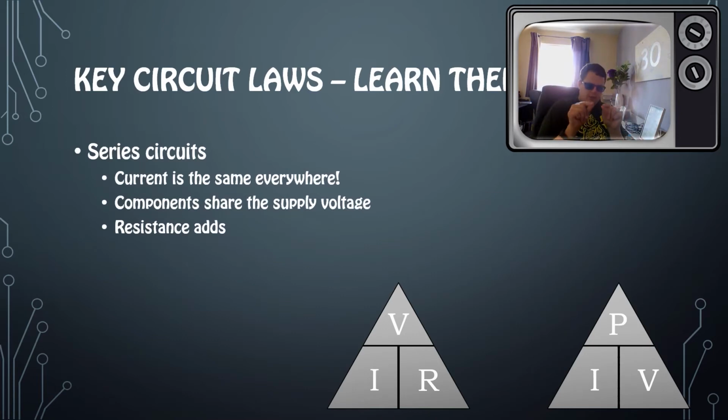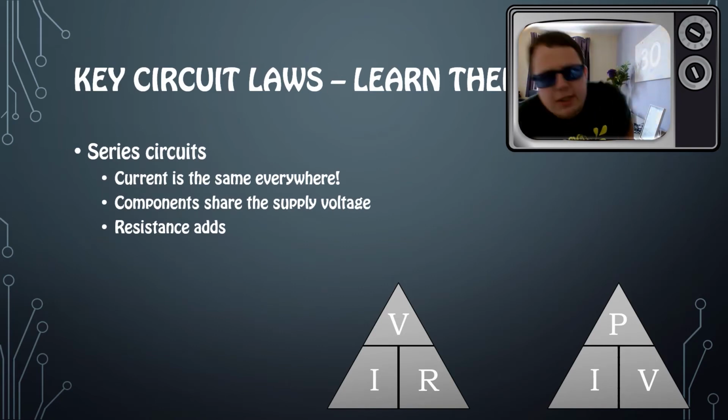Because if you've got two things in series, the current coming into one has got to get out of it and it goes straight into the next one. So there's nowhere else for the current to go, so it's got to be the same. They share voltage, so whatever voltage is supplied to the components, they share it. Not shared equally, it doesn't have to be shared equally, unless they have the same resistance, then it will be.